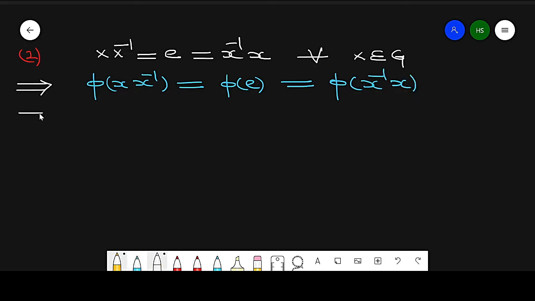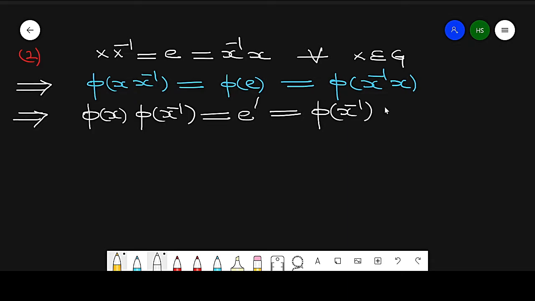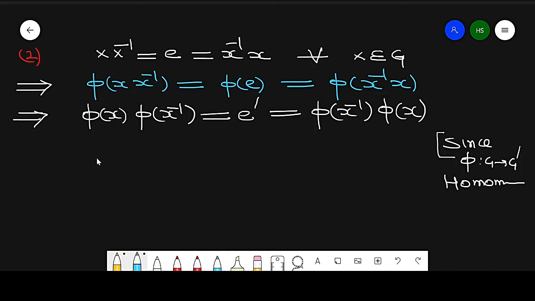Now since phi is a homomorphism, this can be written as phi x into phi of x inverse, and this value is equal to E dash. This is by property number 1. Again, since phi is a homomorphism, this equals phi of x inverse into phi x. This is by property number 1. Why is this possible? Since phi from G to G dash is a homomorphism.